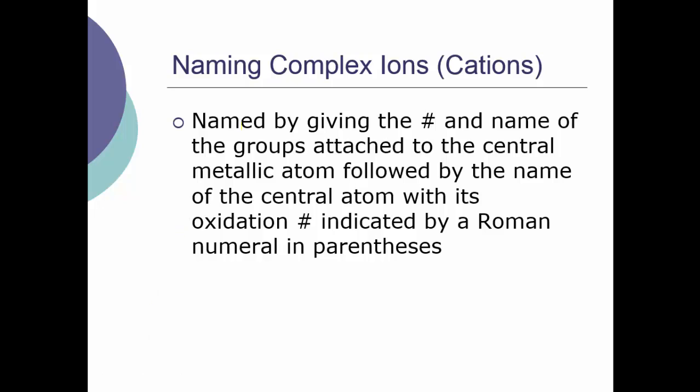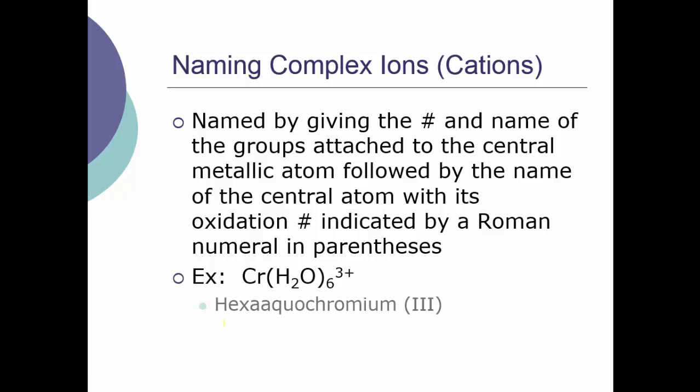Okay, now we're going to talk about some naming. And again, I'm going to run through these. You're going to do some practice, and hopefully that will help make sense of it all. The complex ions are named by giving the number and the name of the groups attached to the central metallic atom, followed by the name of the central atom with its oxidation number indicated by a Roman numeral in parentheses. So for example, this one right here would be hexaaquo chromium(III). Hexa is going to come from the 6.